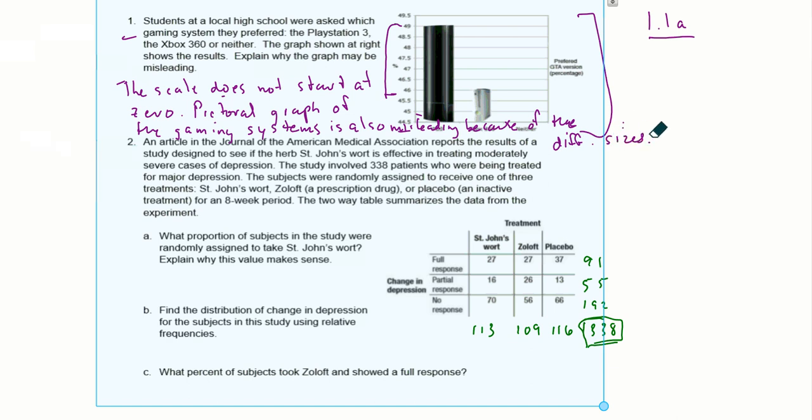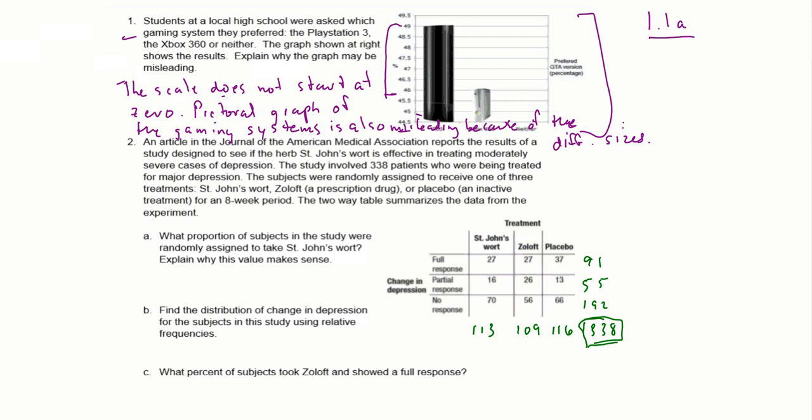Okay, so that's why you really want to avoid pictorial graphs whenever you're doing different things like that. So the 0 scale, not good. Also the size of the pictorial graph, when you're doing that, not good. All right, well, with that, let's go down to the next problem.